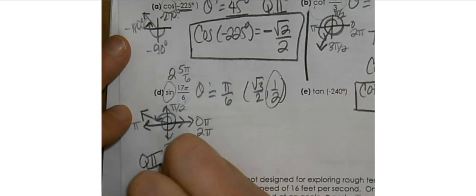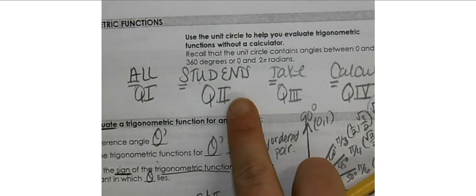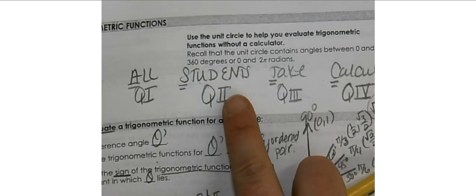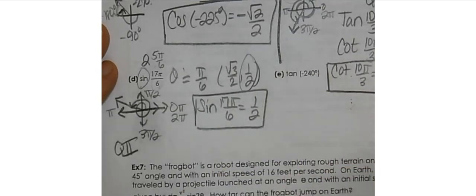And we're talking about sine. So all students take calculus. That means that sine is positive in quadrant 2. So the sine of 17 pi over 6 is simply equal to a positive 1/2, and there's nothing more that you need to do.